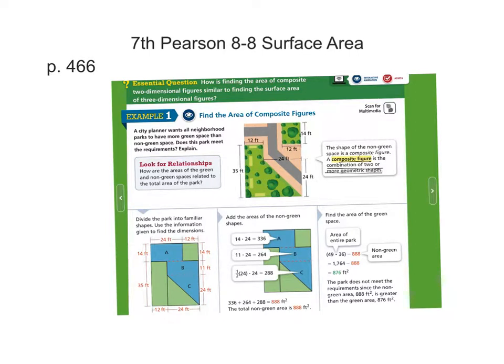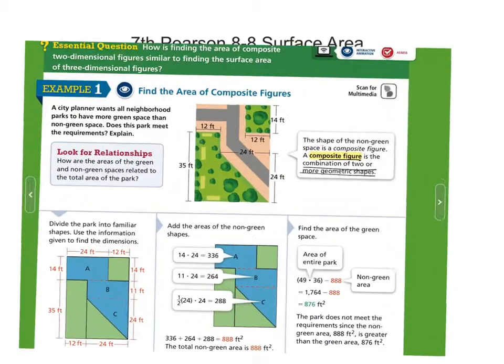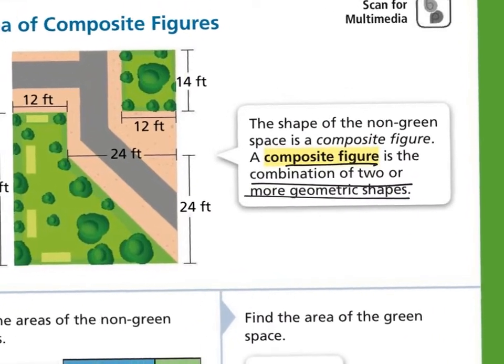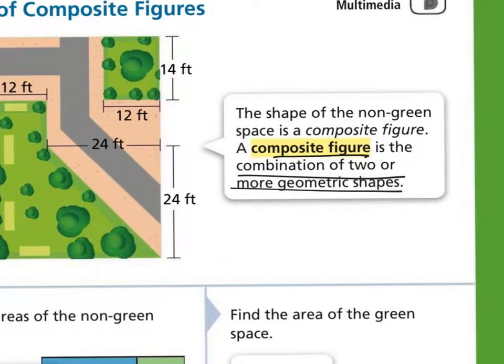Lesson 8.8, we're going to talk about surface area, or as the book calls it, solve problems involving surface area. On page 466, if we look at example 1, they're talking about finding area of composite figures. You have done this before. We did this last year, or maybe a little bit in 5th grade, maybe even before that. Composite figures are when we have a combination of 2 or more geometric shapes.